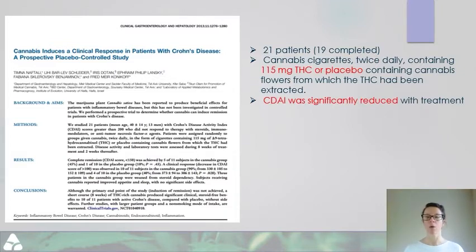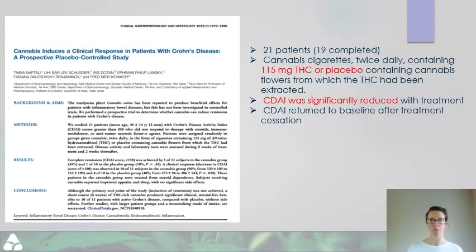And the patients who were taking the cannabis cigarettes found that their CDAI, which stands for the Crohn's Disease Activity Index, so this is kind of like the Harvey-Bradshaw Index, but just a slightly different version, again taking into account many symptoms of the disease and giving you a single number. So the patients who were using the cannabis cigarettes had a significant reduction in this index of Crohn's disease severity. And what was quite interesting, at least to me, was that when the patients stopped using the cannabis, their CDAI score returned to baseline.